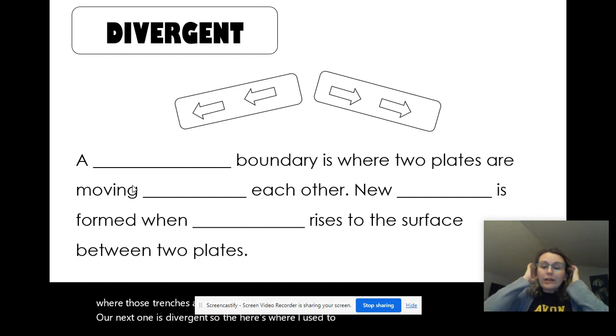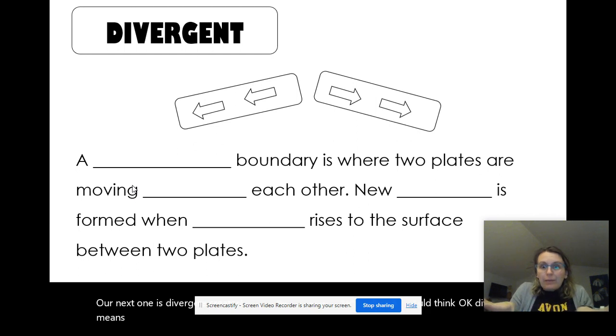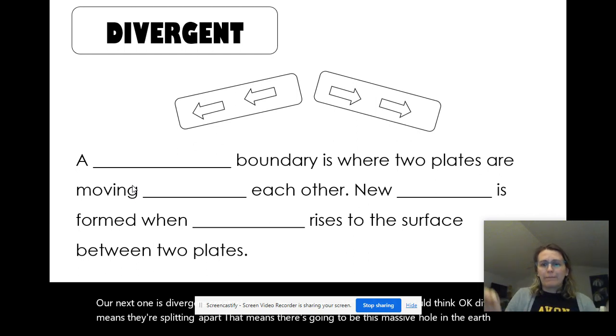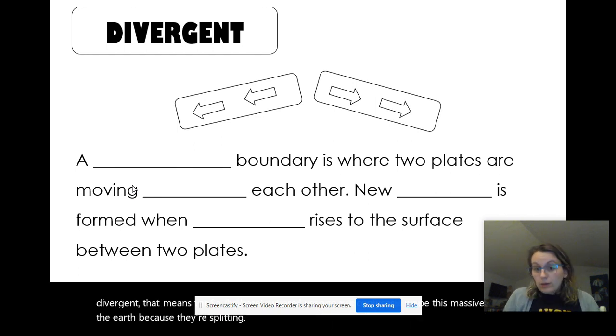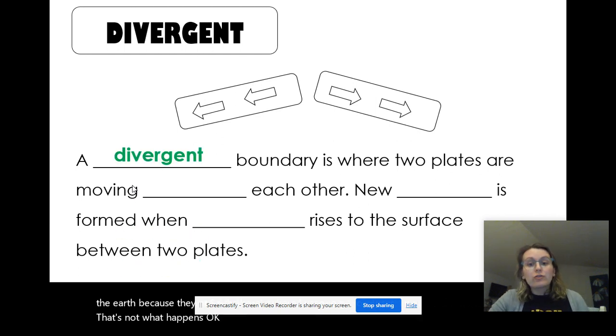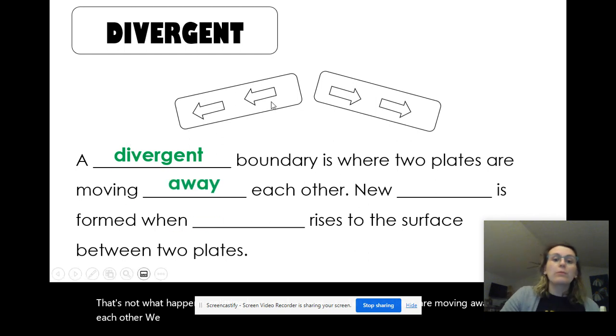So here's where I used to get confused. I would think, okay, divergent. That means they're splitting apart. That means there's going to be this massive hole in the earth because they're splitting. That's not what happens. Okay. So a divergent boundary is where two plates are moving away from each other. We can see in the arrows they are moving away.